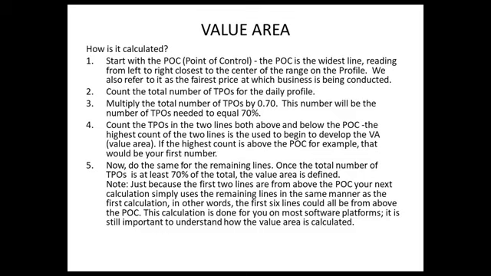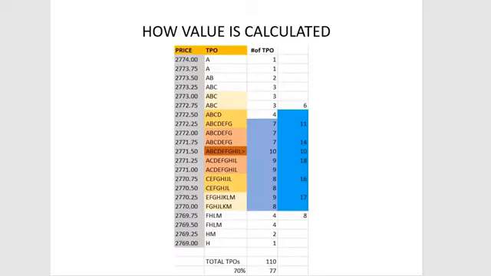Thinking in terms of fairest price will help a lot of the concepts we talk about later on, and in the intensive, if you attend one, be a lot clearer. You can read how the value area is calculated, but I'll show you an example. We said we start with the longest line closest to the center of the range. So that would be the red line right here. We said a TPO is every letter on the profile. It's kind of our way of counting and keeping score.